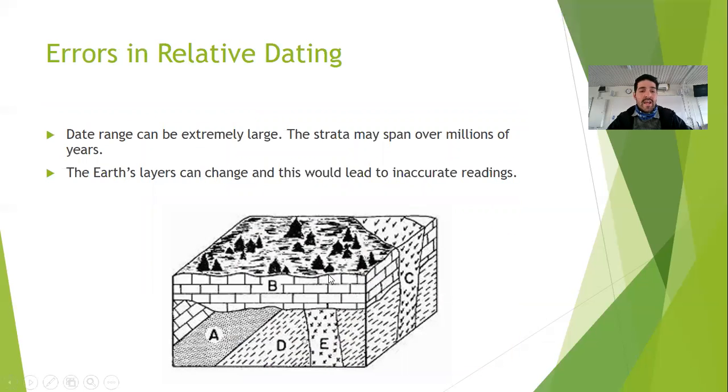Some of the issues with relative dating is that the date range we're looking at can be extremely large and the strata might span over millions of years. So obviously, the longer the span is, the less accurate our assumptions are going to be.